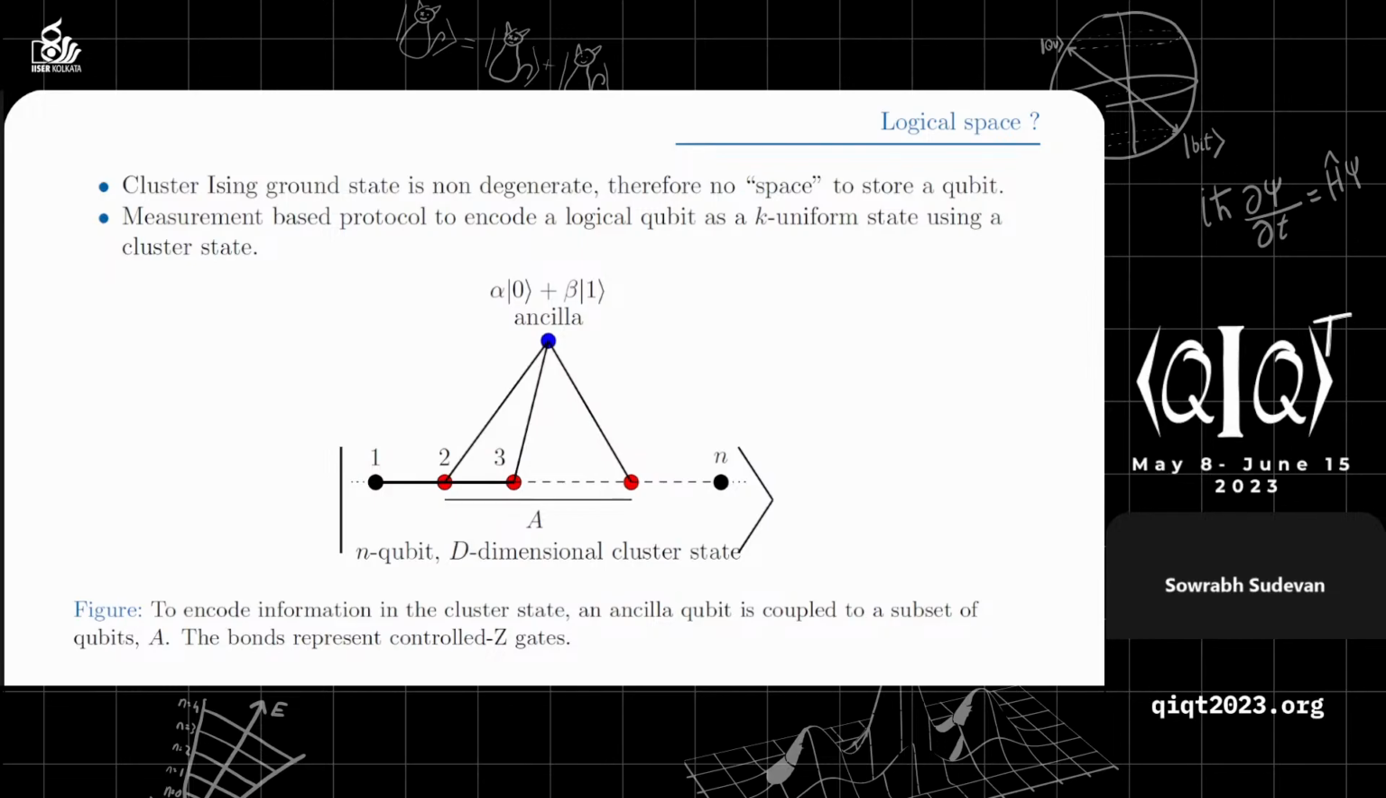The problem was that the ground state of the cluster Ising Hamiltonian is non-degenerate, right? So how do you introduce degeneracy? A trick for doing that is this measurement-based protocol. We take some ancilla qubit in some arbitrary state that you want to encode using the cluster state. We apply control-Zs between that ancilla qubit and some set of qubits of the cluster state, some set of qubits A. And then you measure the ancilla qubit in the X basis.